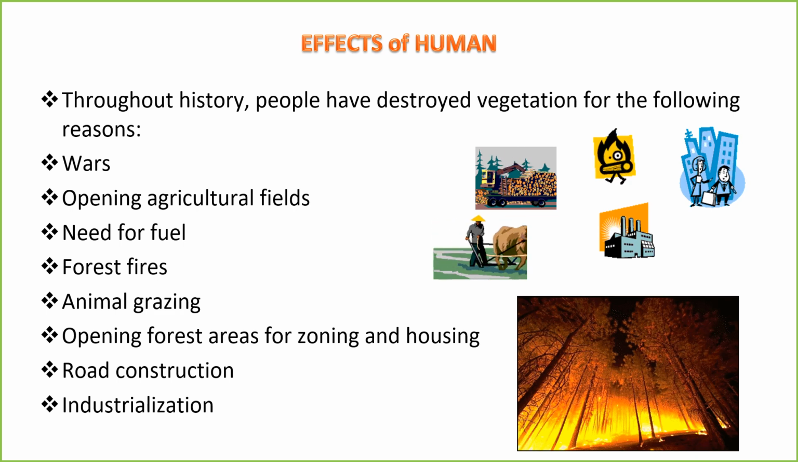of vegetation. Understanding the historical drivers of vegetation destruction is crucial for developing sustainable practices and conservation efforts aimed at mitigating the impacts on ecosystems and biodiversity. Contemporary approaches focus on balancing human needs with environmental conservation to ensure the long-term health of ecosystems.